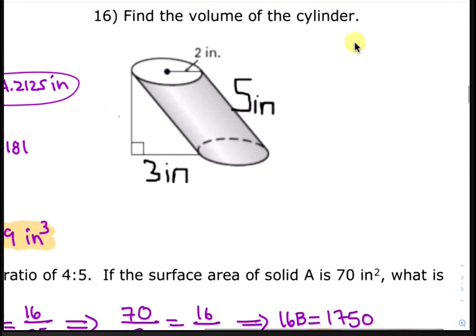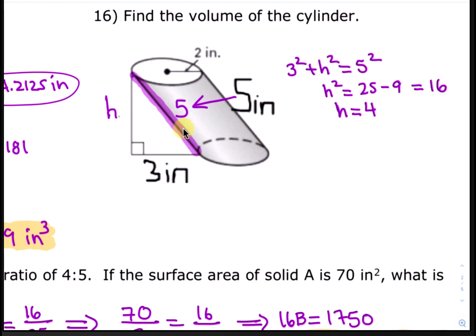All right, here's number 16. And in order to find the volume of this cylinder, we would need to find the height. Now this slanted side right here is 5. And because that is 5, that means we can carry that 5 over to this side as well. Now this creates a right triangle where the height is here, the 3 is on the bottom, and 5 is our hypotenuse. So we can put those into the Pythagorean theorem and figure out h. So 3 squared plus h squared equals 5 squared, which means h squared is going to end up being 16, which means h is 4.